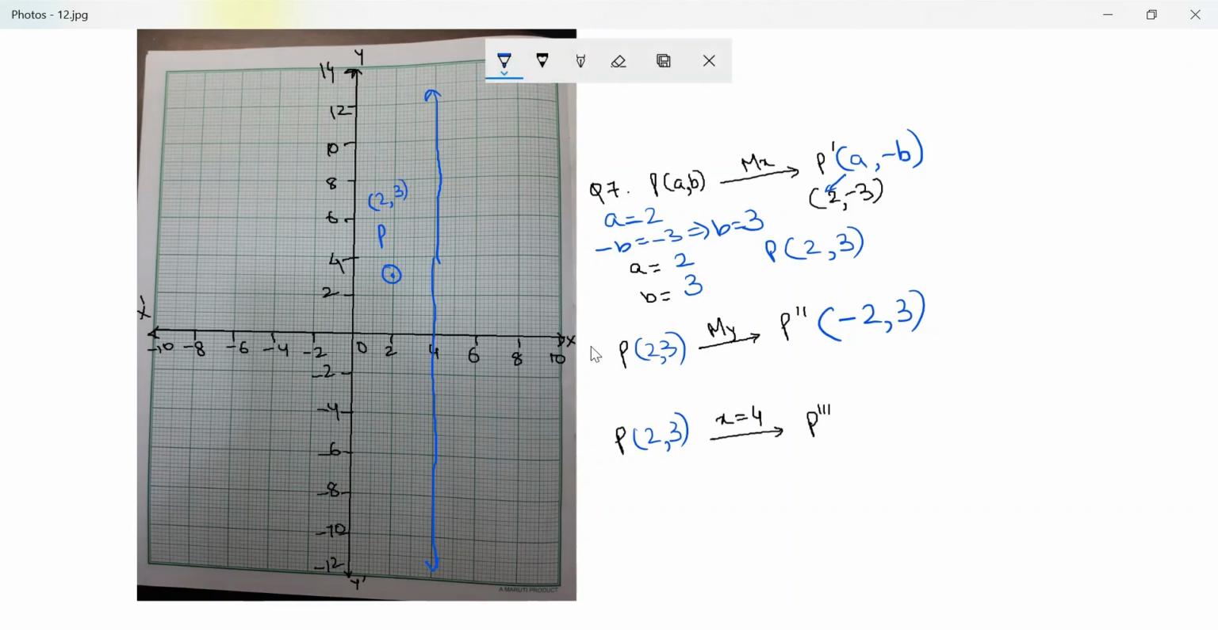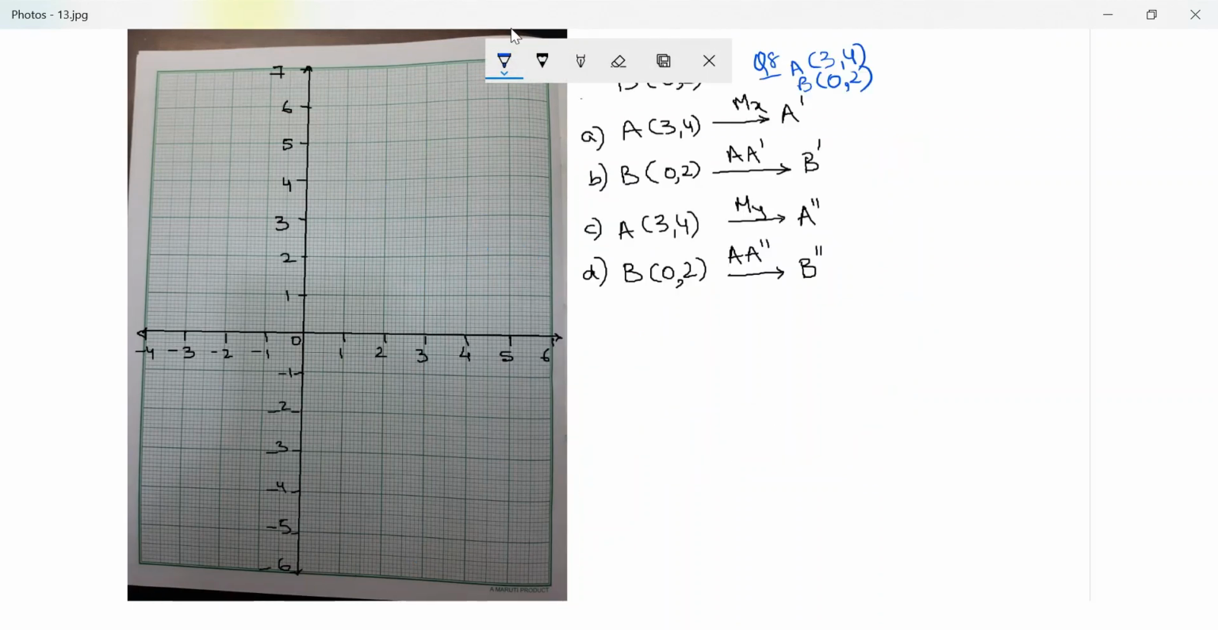Here I'm reflecting it on this blue mirror. It is 1 unit away, one full box in front of the mirror, which means it'll be one full box behind the mirror. And this is P triple dash. The coordinates of this are 6 comma 3. So 6 comma 3. Again notice y will not change. When you reflect on x is equal to something, y doesn't change, but x changes. How much does it change by? 4 minus 2 is 2, and here you add 4 plus 2 gives you this coordinate. Perfect.